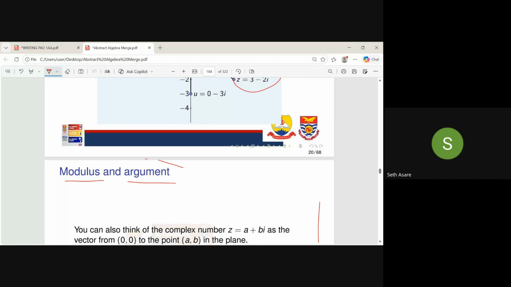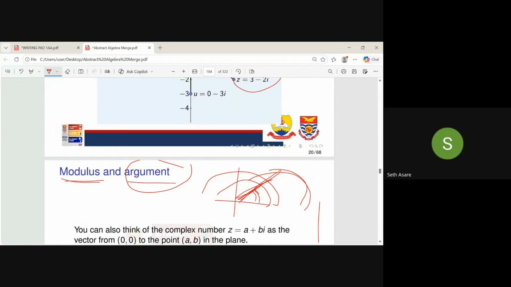This one is the angle that this is making with the positive x-axis, and we measure it anti-clockwise. So counterclockwise, this way, not this way. When we measure it this way, it's positive. When we go the clockwise way, it becomes negative.